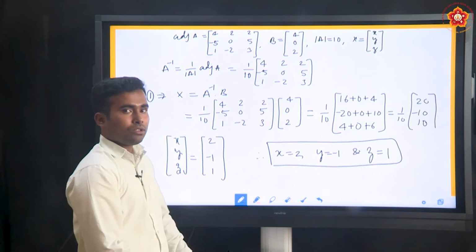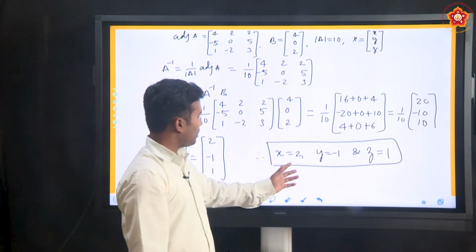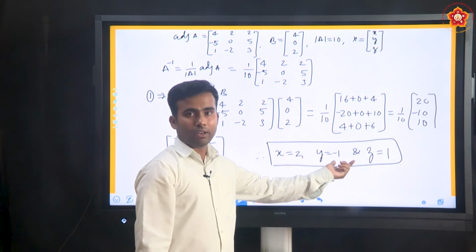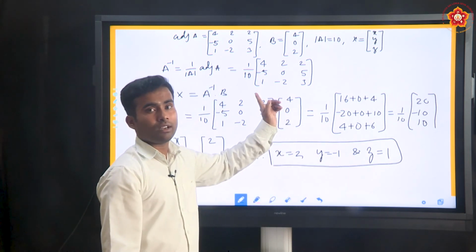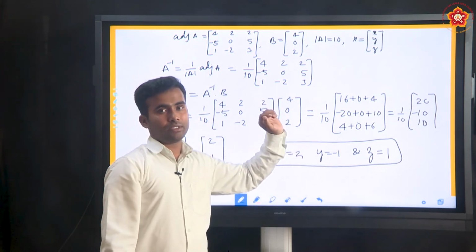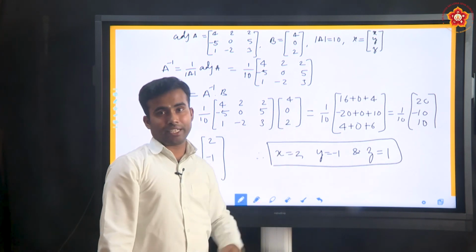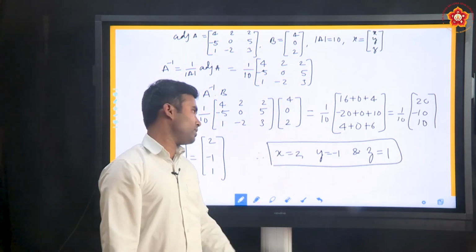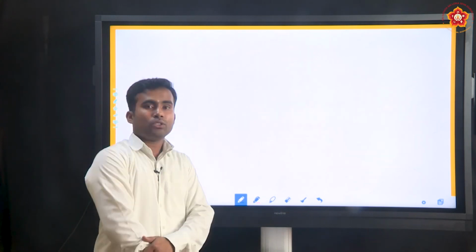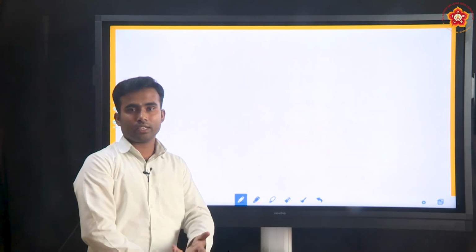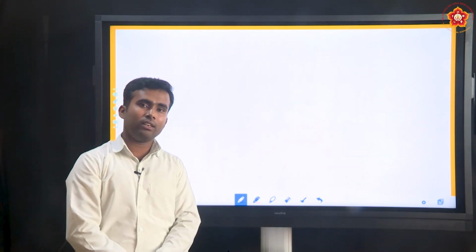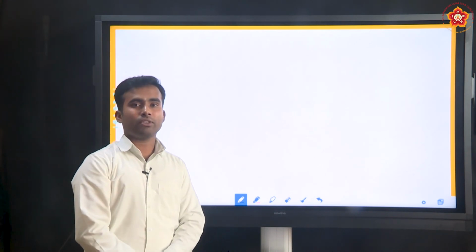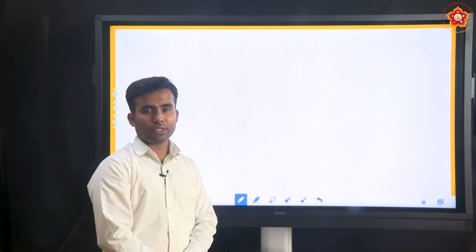Understand? Now you can check by substituting these three values in any one of the given system of equations, and the equation should be satisfied. If the equation is satisfied, our answers are correct. So with this we conclude exercise 4.6, and these problems are very important from the point of view of examinations.